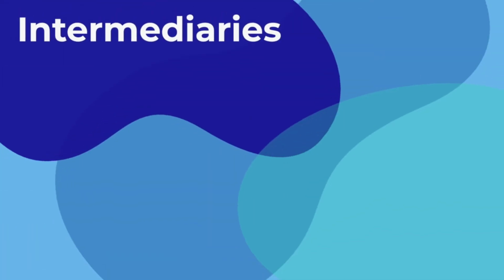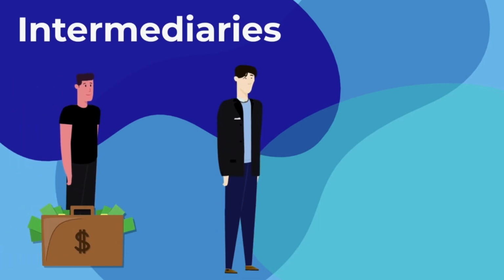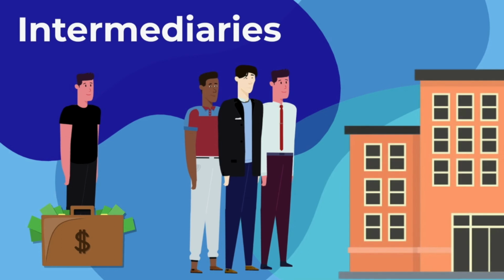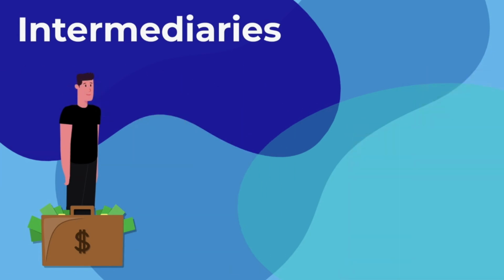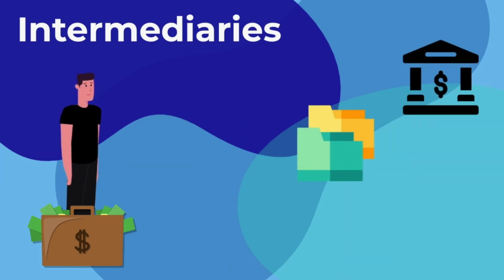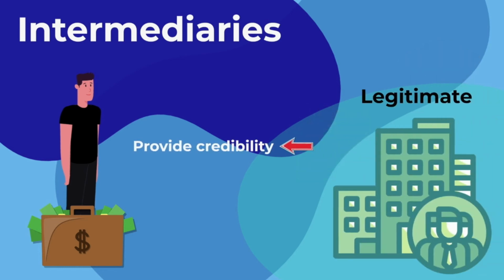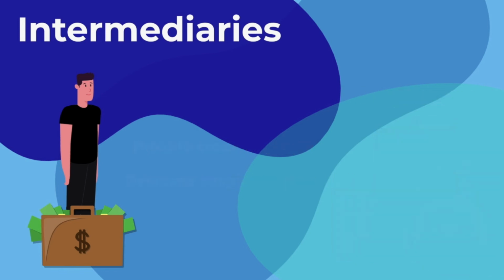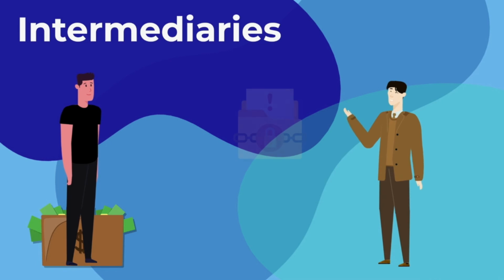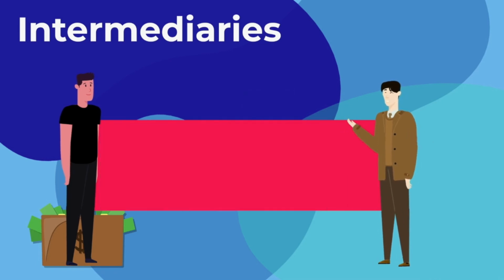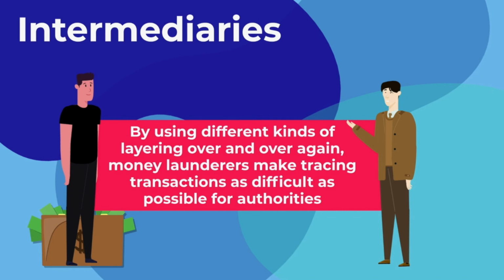Intermediaries. Sometimes money launderers use intermediaries such as lawyers, accountants, brokers, bankers, and other professionals to get distance between them and the illegal funds. The intermediaries engage in transactions on behalf of a criminal client who remains anonymous. Of course, these transactions may include the use of shell corporations, fictitious records, and complex paper trails. These intermediaries are legitimate enterprises and can provide credibility and decrease suspicion. In addition, many intermediaries, such as lawyers, have confidentiality obligations to their clients. By using different kinds of layering over and over again, money launderers make tracing transactions as difficult as possible for authorities.